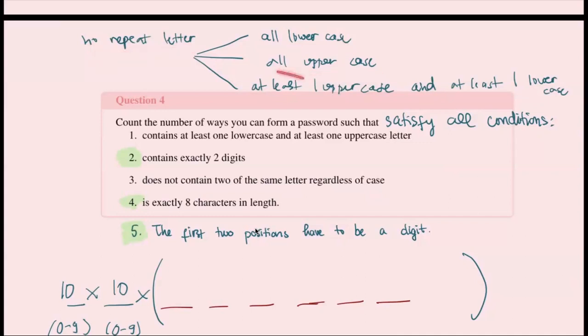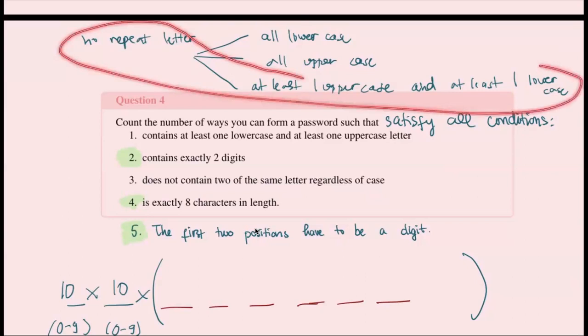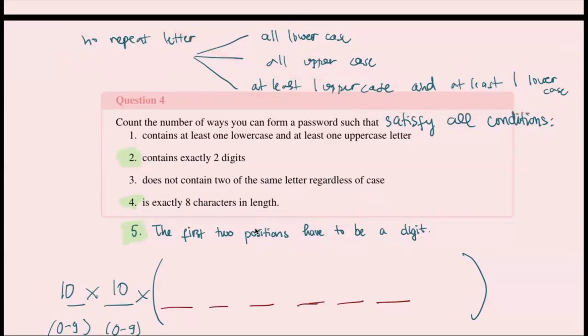Then the remaining result will be no repeat letter and at least one uppercase and at least one lowercase. If you don't partition like this and you want to calculate these 2, you will have to do cases. Like, okay, I have 1 lowercase and 5 uppercase, or I have 2 lowercase and 4 uppercase, something like that. It is pretty long if you do it that way, but it is also correct. I just feel like if I do it this way, it will be shorter.